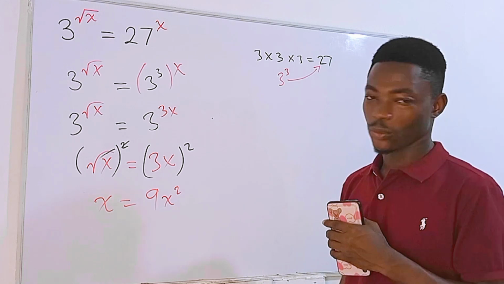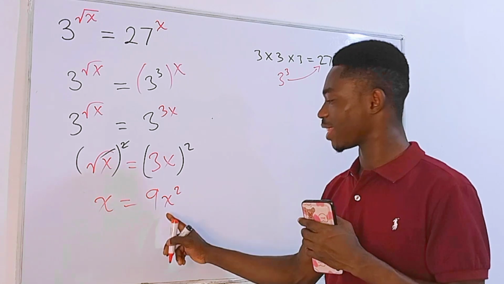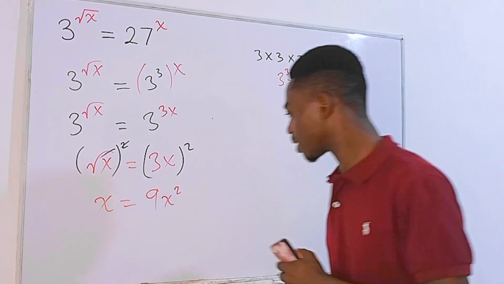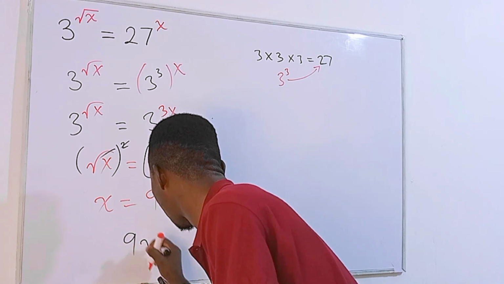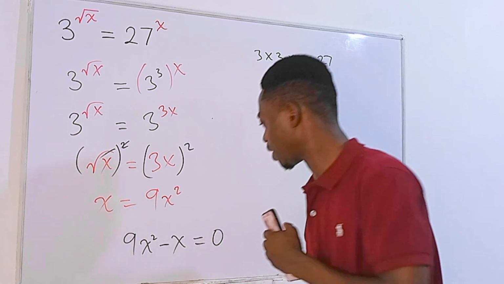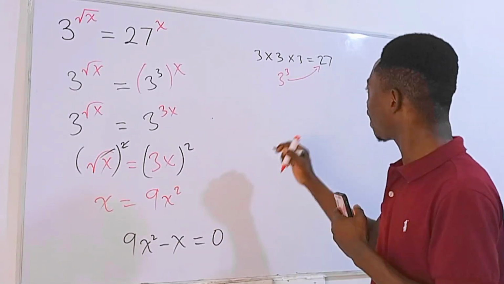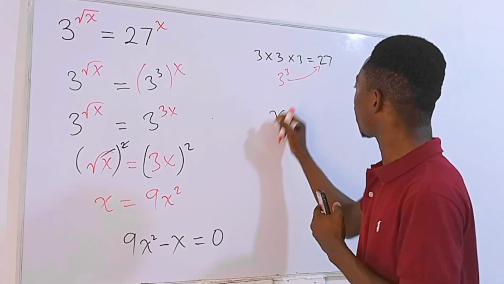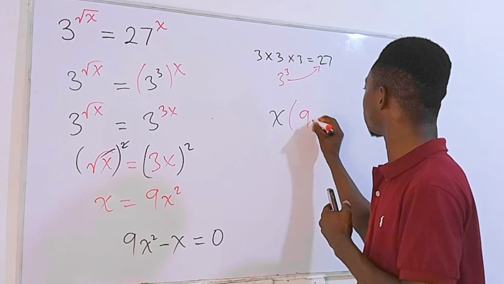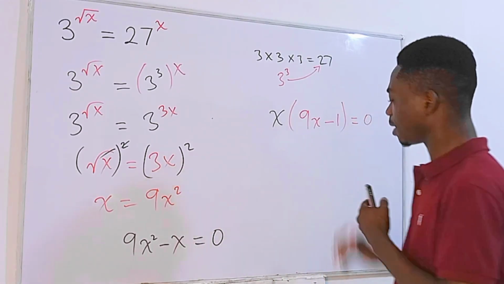Actually, I would like to work with positive numbers. So I'll transpose this x right here to the side of the 9x squared, so that I'm going to have 9x to the second power minus x, and this is equal to 0. We have x here, we can factor out x. If we do that, we are going to have x, then the inside will be left with 9x minus 1, and this is 0.